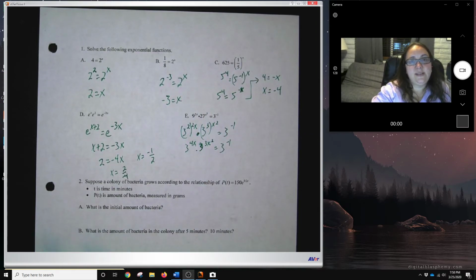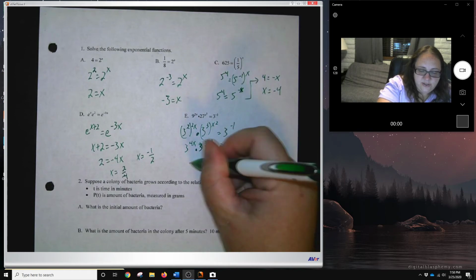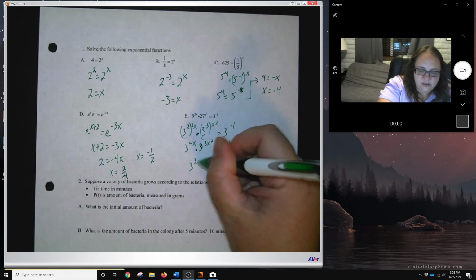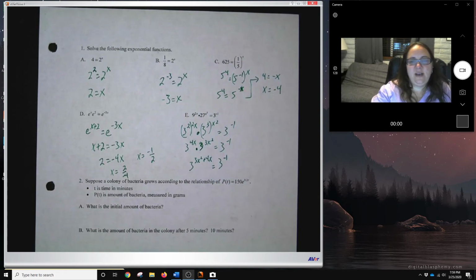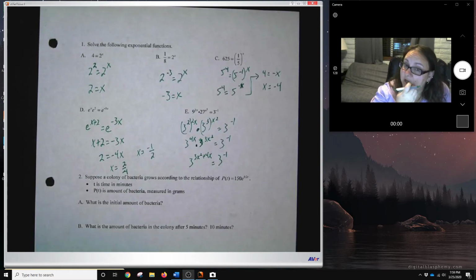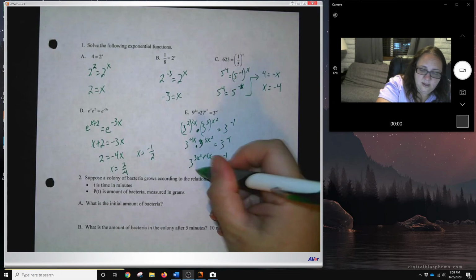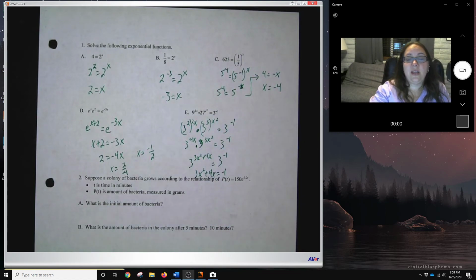And then the rule is that when you have the same base, you keep it and you add the exponents if you're multiplying in between. So this becomes 3 to the 3x squared plus 4x equals 3 to the negative 1. Now, a long time ago, I told you that you needed to know how to factor quadratics because I was going to make it a part of every single unit. So there it is. There's your quadratic equation.